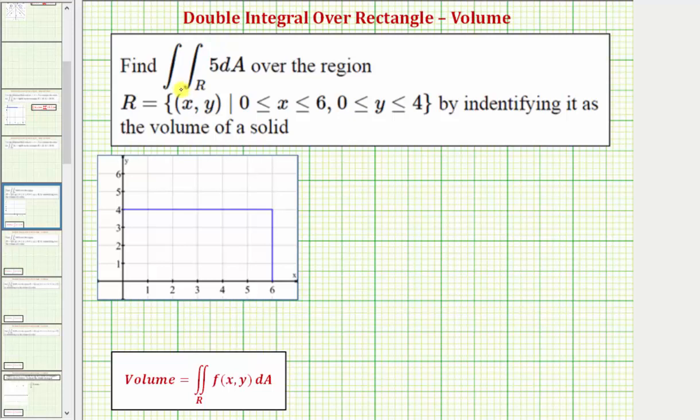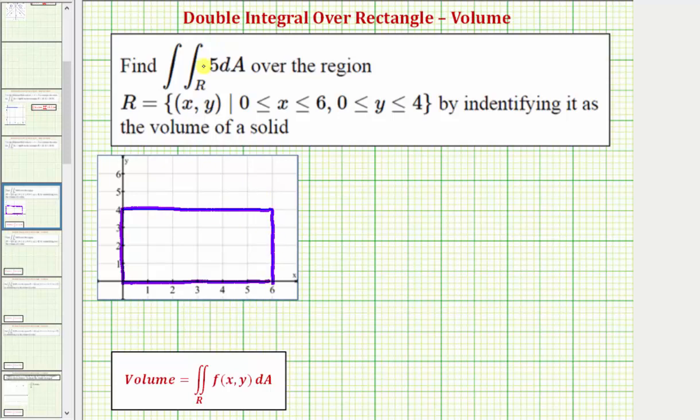We're asked to determine the value of the double integral over the region defined by R by identifying it as the volume of a solid. So first notice how we're integrating over this region here, where x is on the closed interval from 0 to 6, which is here, and y is on the closed interval from 0 to 4, which gives us this rectangular region as the region of integration.